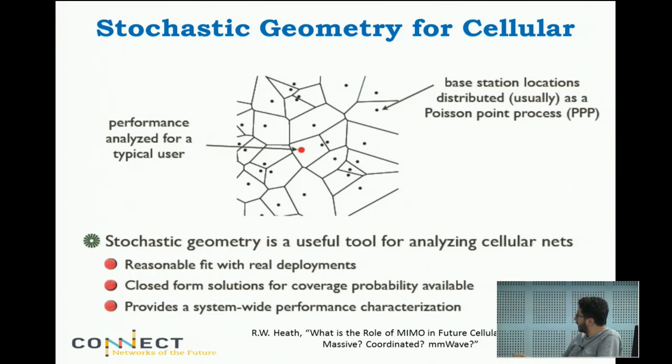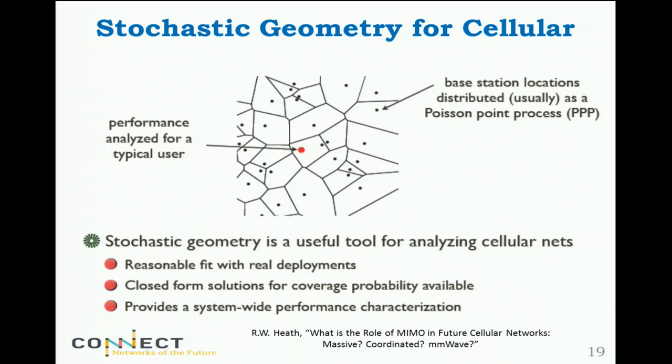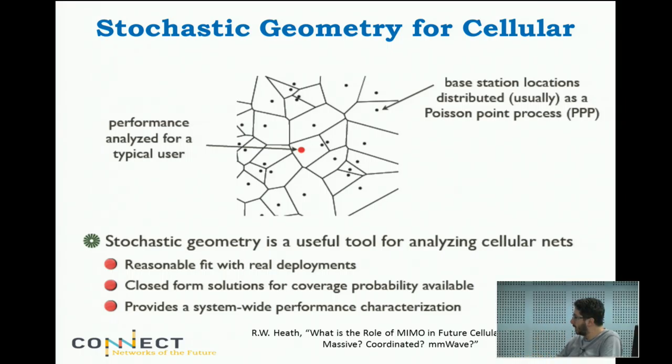So, other things about the usefulness of stochastic geometry when analyzing cellular networks: it is a reasonable fit with real deployments, more reasonable than the usual honeycomb or very regular deployments which we used to assume in the past. You can get closed form solutions for the coverage probability, which is nice. And definitely you can get some system-wide performance characterization. So we are going to see a few metrics that actually characterize the network performance, okay? So there are some good points to go for it.